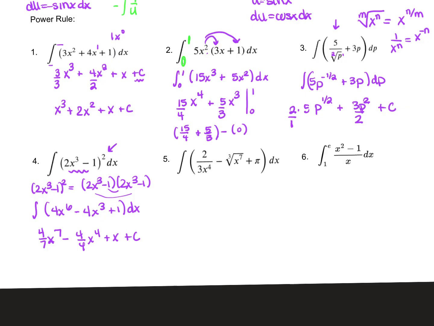All right, number 5. So again, I don't have any multiplication or divisions, but I do have some stuff I need to clean up because I have that x on the bottom. So I'm going to go ahead and move that to the top because it's not the first power. If it was x to the first power on the bottom, remember that is the natural log. So minus x to the 7/3 plus pi.